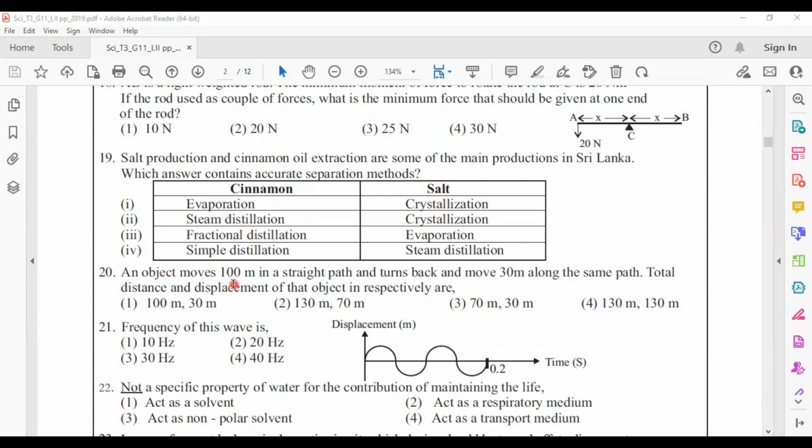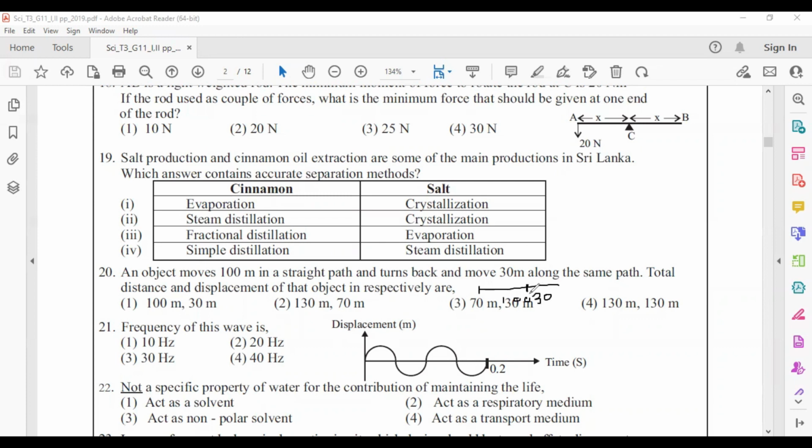An object moves 100 meters in a straight path and turns back and moves 30 meters along the same path. Total distance and displacement of that object respectively are, here I'm going to draw that pathway, went 100 meters and again came back 30 meters, came back to this point, it is 30 meters. Then this is the starting point and this is the ending point.